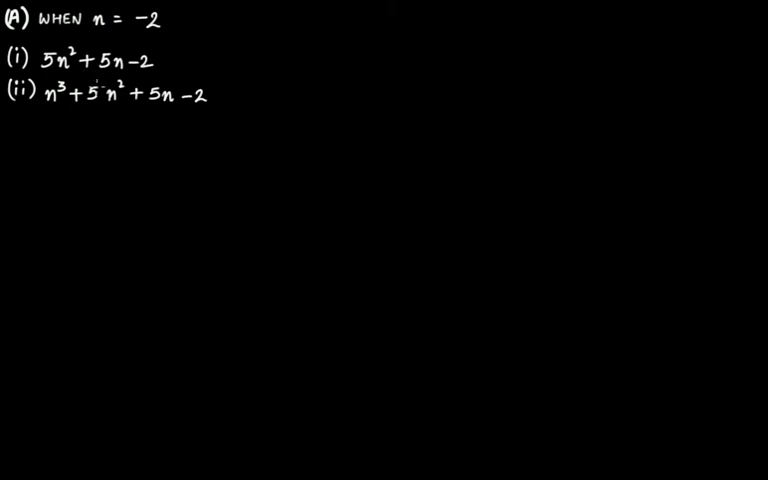In this first problem, you have to find the values of these two expressions when n is equal to minus 2. So first let's take this one, that is 5n squared plus 5n minus 2. Now in this expression, if we put n equal to minus 2, then this becomes 5 times (minus 2) whole raised to the power 2, or minus 2 squared, plus 5 times minus 2 and minus 2.